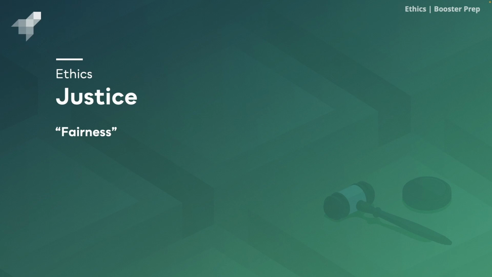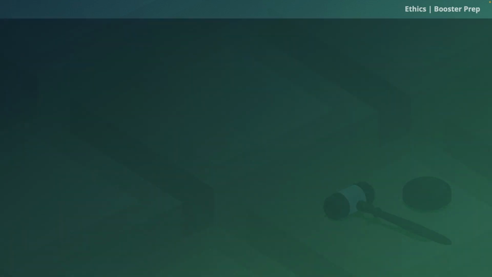Today we will be focusing on another one of the 5 fundamental principles of ethics, which is justice. Justice is all about fairness and ensures that we treat all people fairly. This includes our patients, but also our employees, our colleagues, and all members of our community. Let's go ahead and take a look at how we can embody this ethical principle of justice as a dentist.